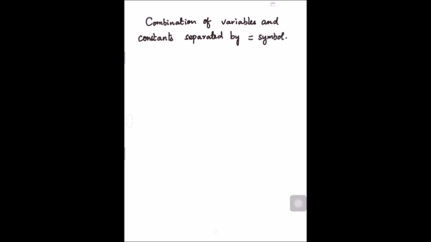What is an equation? A combination of variables and constants separated by an is equal to symbol. An equation is a combination of variables and constants separated by an is equal to symbol.